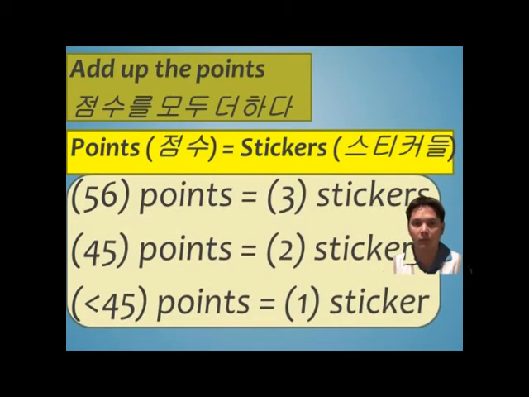Okay, looks like we have come to the end. A very long one. Add up the points. 56 points or more, 3 stickers. 45 points or more, 2 stickers. Less than 45 points, 1 sticker.